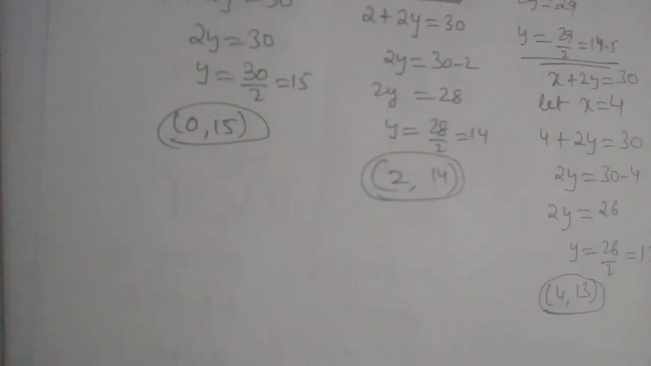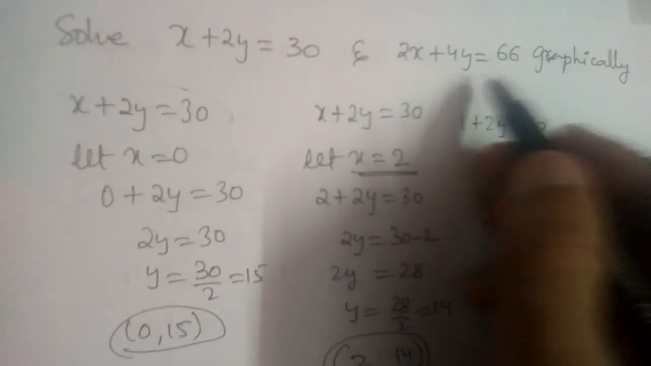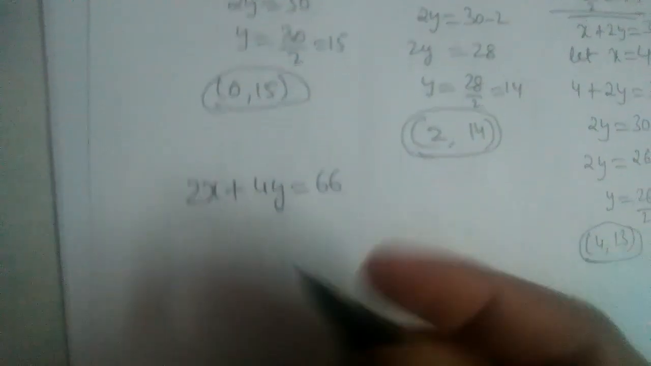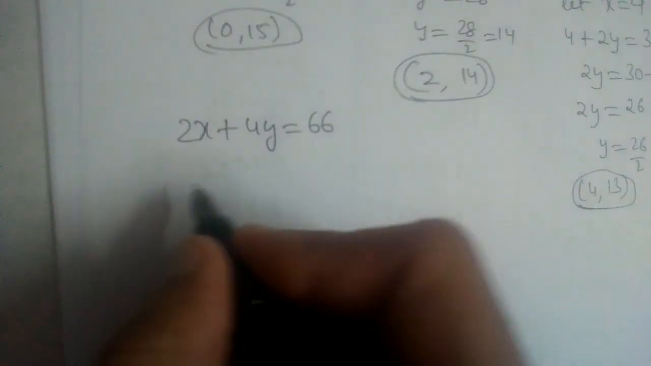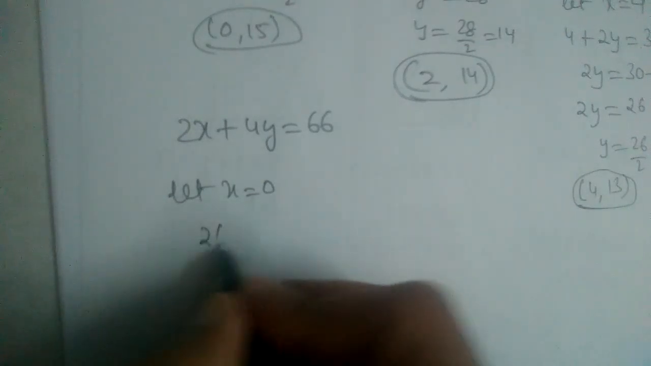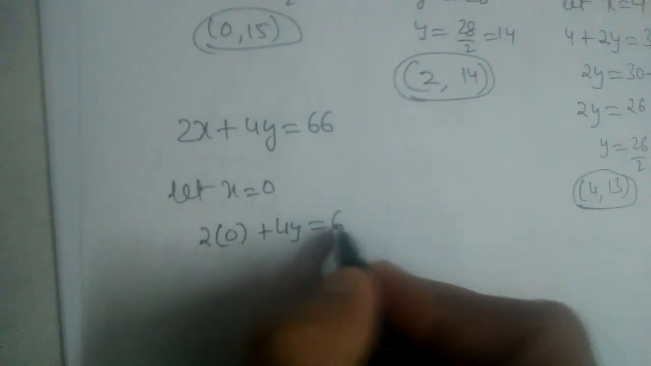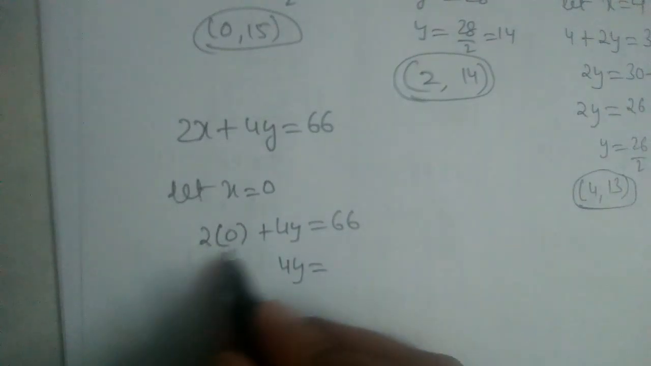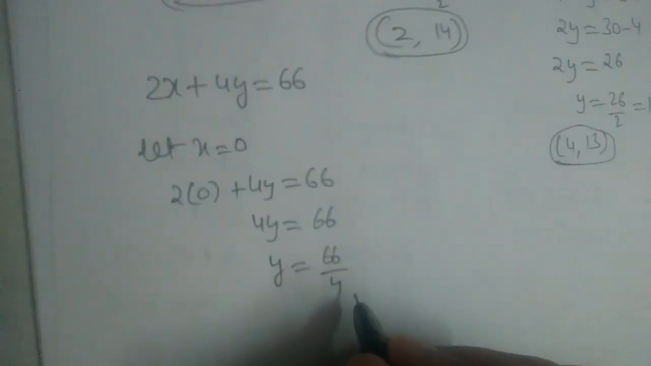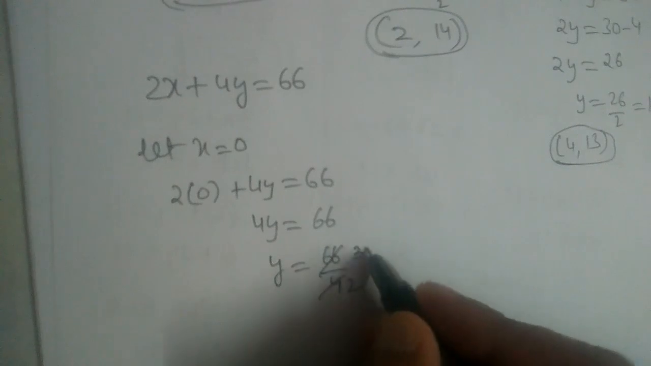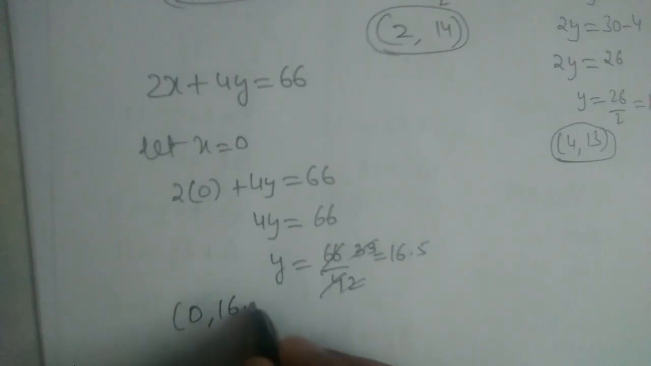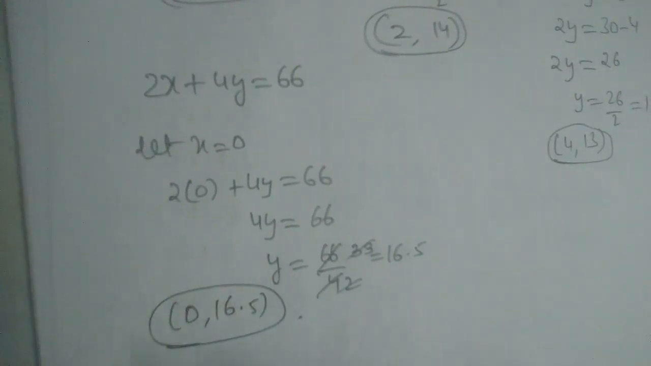All right, now we have another equation to solve. 2x plus 4y is equal to 66. Same procedure, different values of x we should substitute, right? Okay, let x is equal to 0. So this is 2 into 0 plus 4y is equal to 66. So 4y is equal to, this is 0, right? So it will be only 66. So y will be 66 divided by 4. Now this is 2, this is 33 and this will be 16.5. So 0 comma 16.5. Okay, can we plot 16.5?